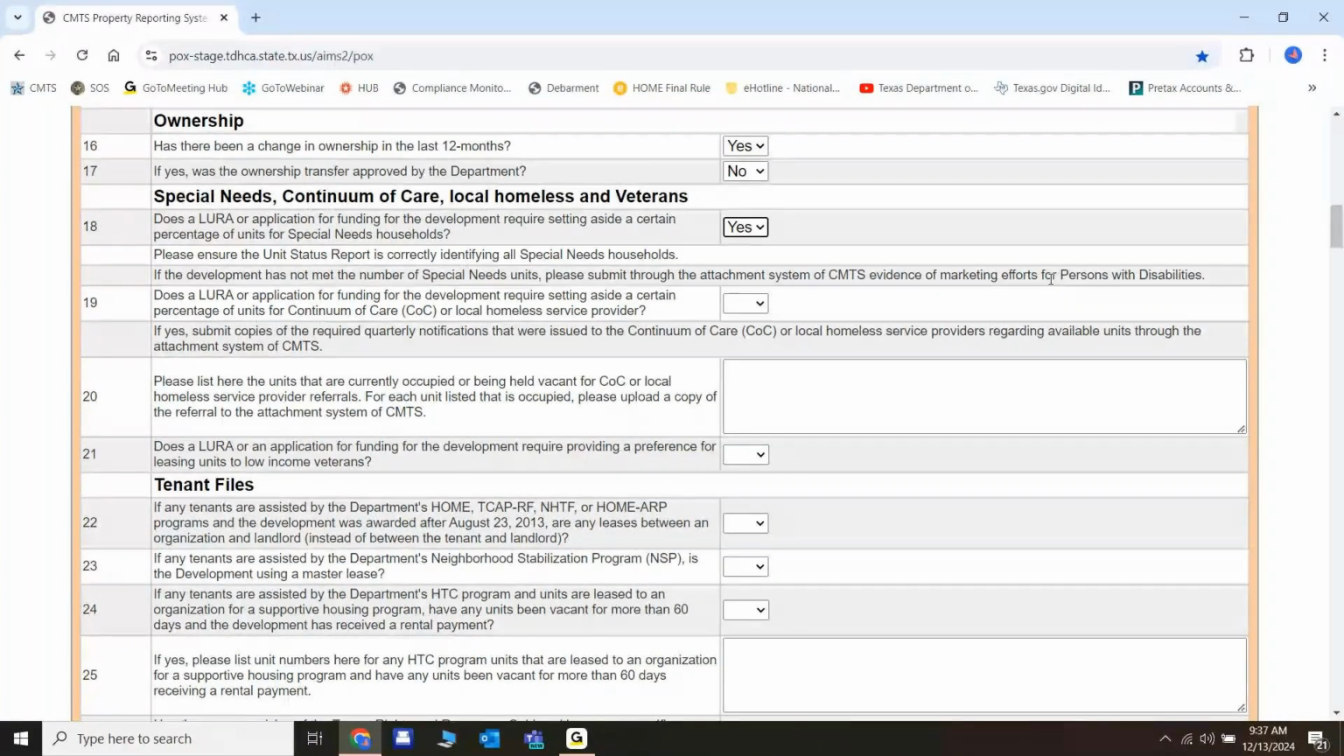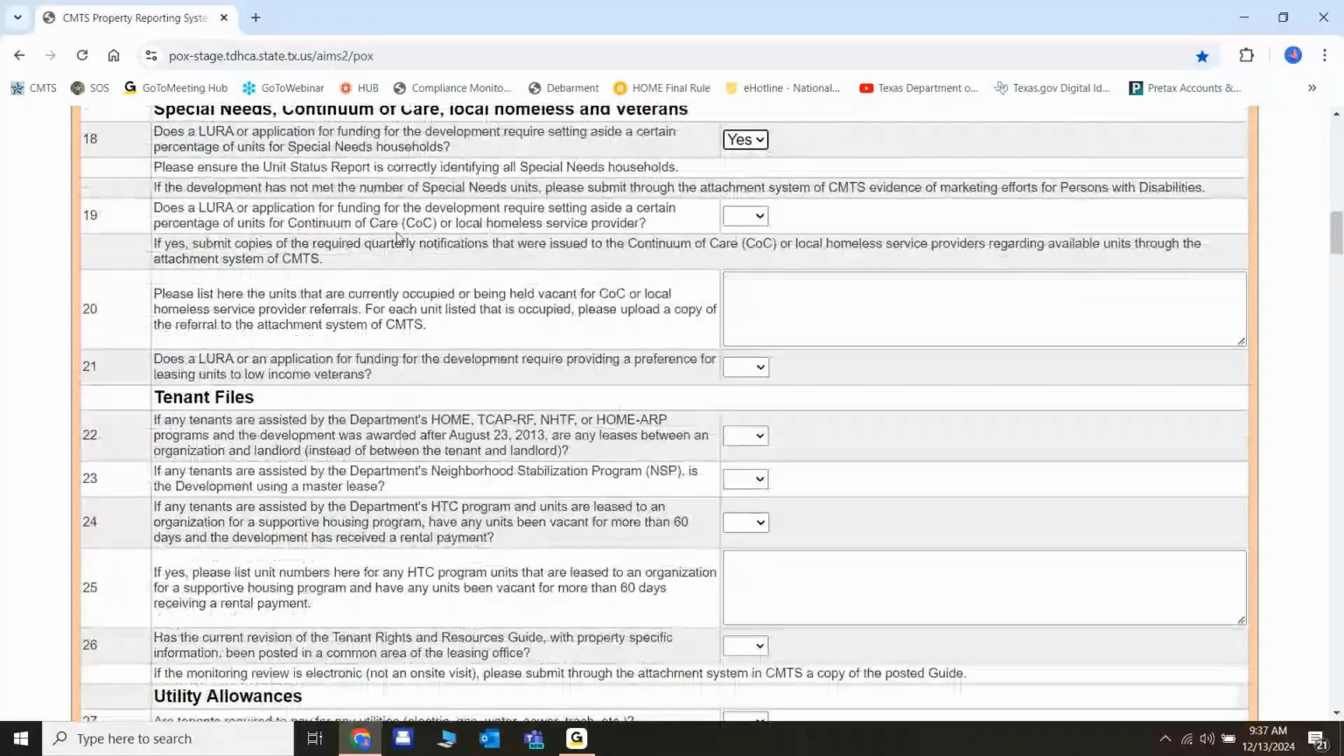They're in compliance. The other thing is, and you really need to read your land use restriction agreements carefully, because I almost missed this on a monitoring review. Because we're so used to seeing our special needs, and that's it. Underneath your special needs, in that same section of your land use restriction agreement, it will tell you that you are required to set aside a certain percentage of units for a continuum of care or local homeless service provider. So it will say, does your LURA or application require you to do this?